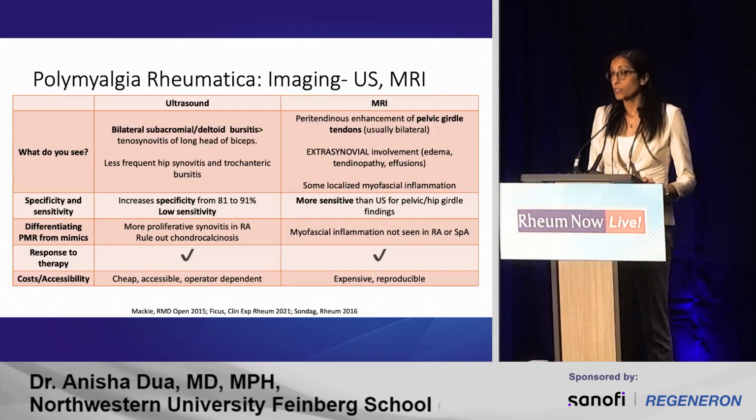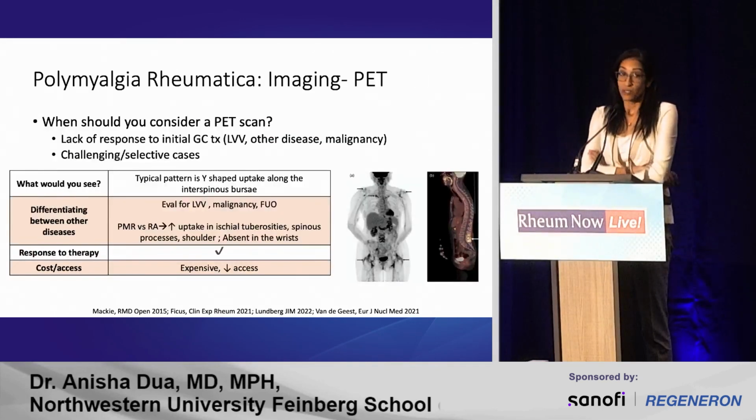MRI, on the other hand, is good at looking at the pelvic girdle tendons, and you actually can see extrasynovial involvement with edema, tendinopathy, and effusions, and you can see some localized myofascial involvement as well. It also responds to therapy, but this is more expensive, although it's reproducible.